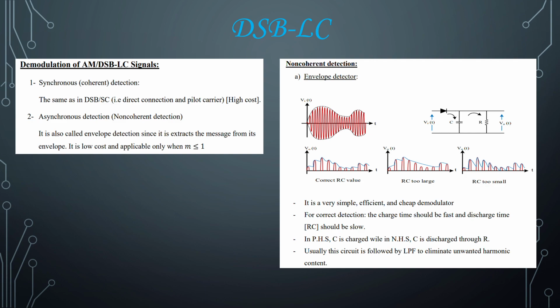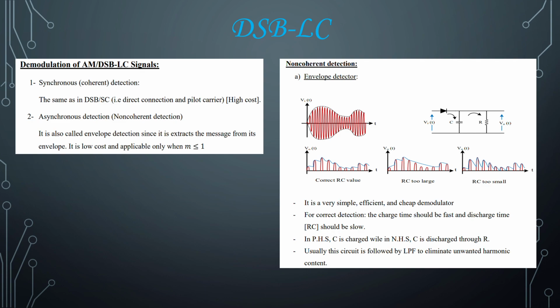Now we come to the part of demodulation of the AM DSB-LC signal. It is done using two methods. One is synchronous coherent detection, the same as in DSB-SC, that is direct connection and pilot carrier, which is the high cost method. The other is asynchronous detection, which is the generally used method. Non-coherent detection is also called envelope detection since it extracts the message from its envelope. It is low cost and applicable only when m is less than or equal to 1.